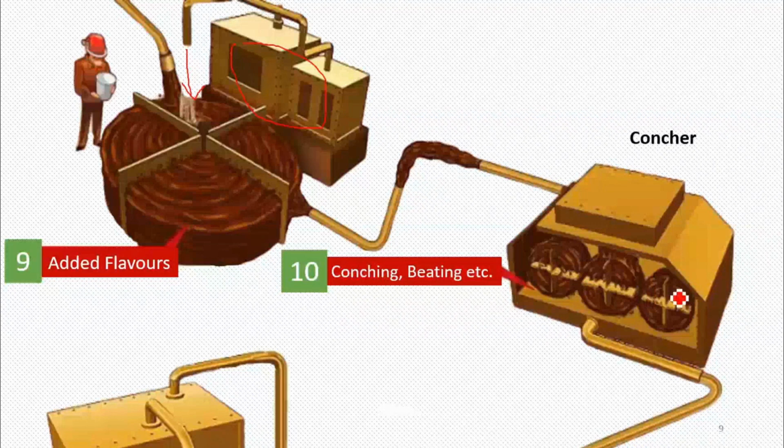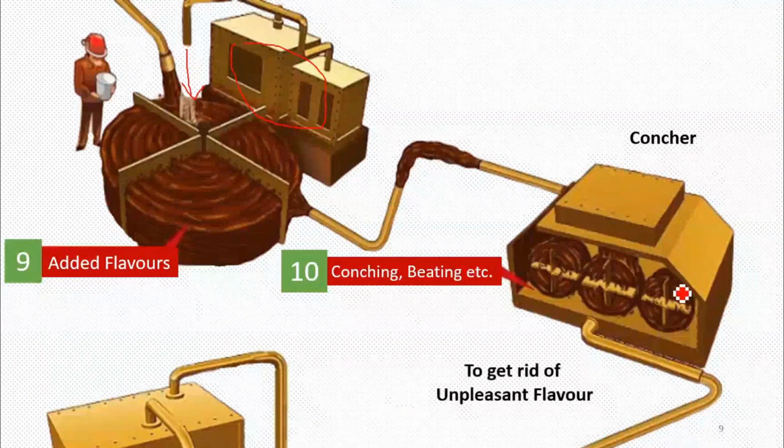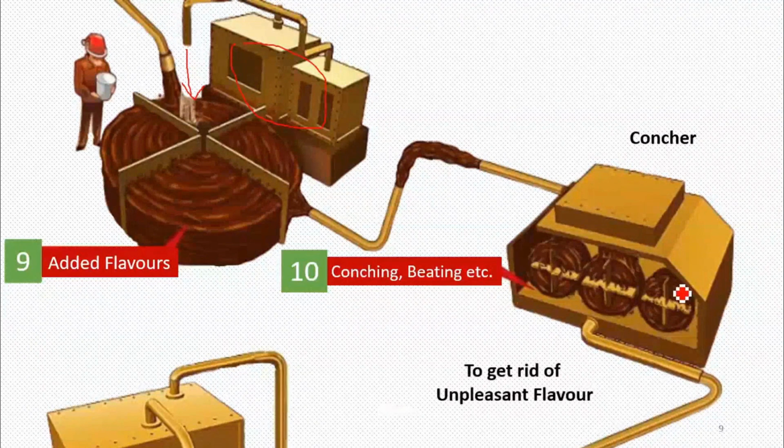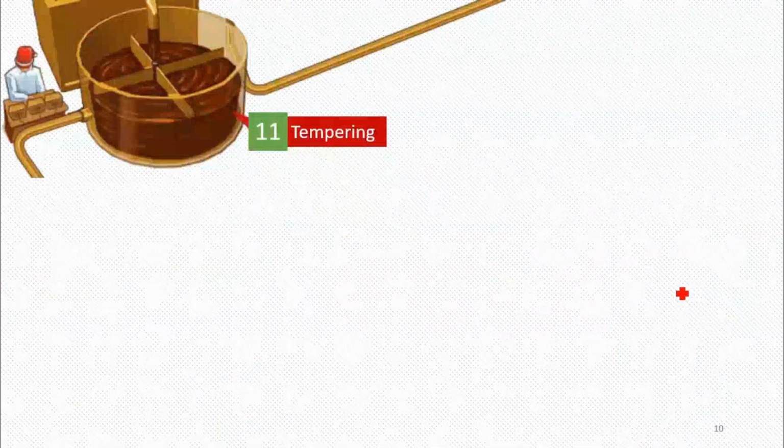And this concher is there to do an important thing. Due to all the previous 9 steps, an unpleasant flavor develops in chocolate. To remove that unpleasant flavor, this concher is there to beat and use heat, and finally it will get rid of any kind of unpleasant flavor from the previous 9 steps. Then comes the next thing, tempering.